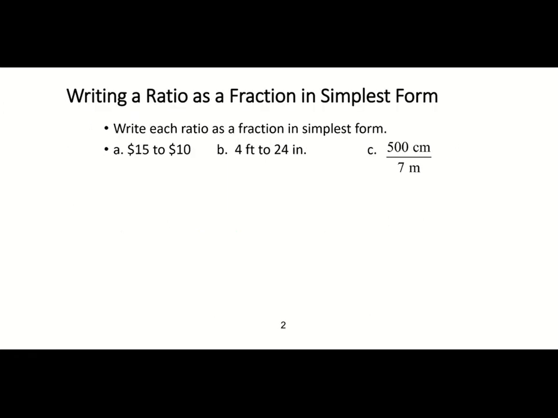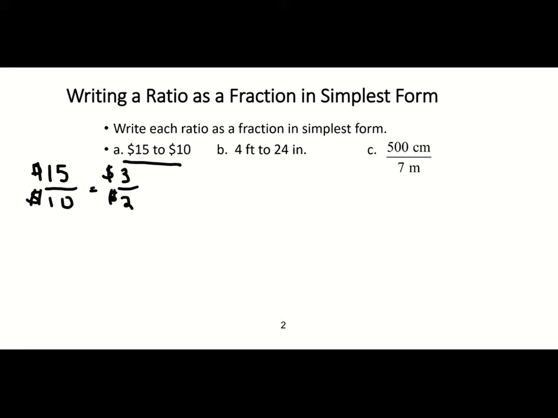So here we're going to write each ratio as a fraction in simplest form. And one important thing to note about ratios is you always want to have them have the same units. So for the first one, we're talking about money. It's in the same units. So if I were to write this as a ratio, to start off, it would be $15 to $10. But they want it in simplest form. So we do want to simplify our ratio. And I can divide both of these by 5. So it becomes 3 to 2. So that would be my ratio in simplest form.